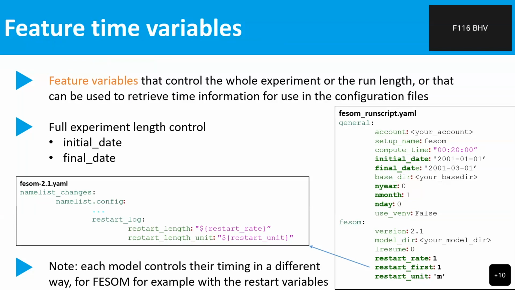If we made this the default, so that it is linked to the general variables, we could do that. But we have not done it yet, and we have to make sure that we still allow the user to control this if they want to run a full year run with monthly restarts, for example.